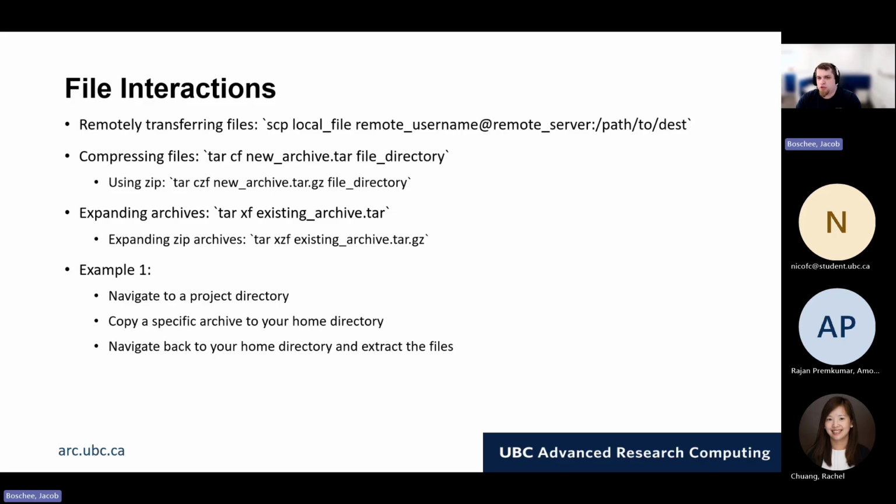Now, if we would like to expand an archive, we do the same thing in reverse. So we do tar and then xf. We'll take an existing archive and expand it out to whatever directory or directories are within that archive. Similarly, if we have a zip archive, we need to add a Z to let tar know that it needs to first unzip the archive before expanding it.